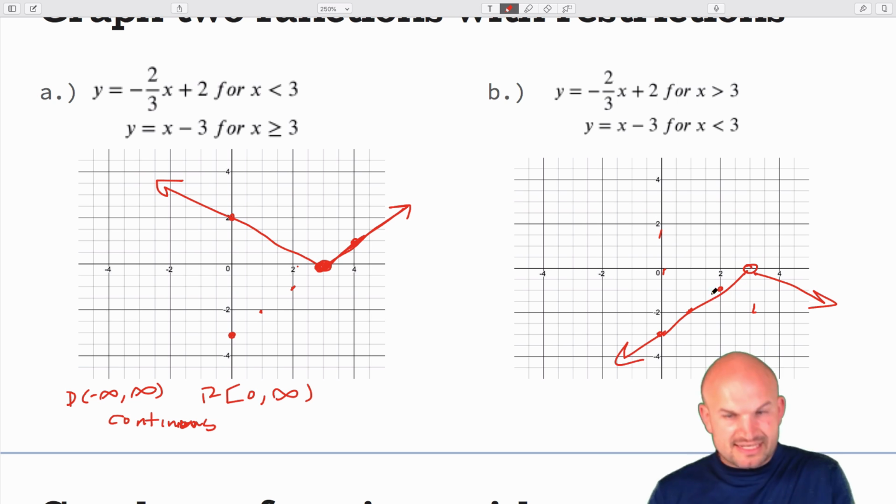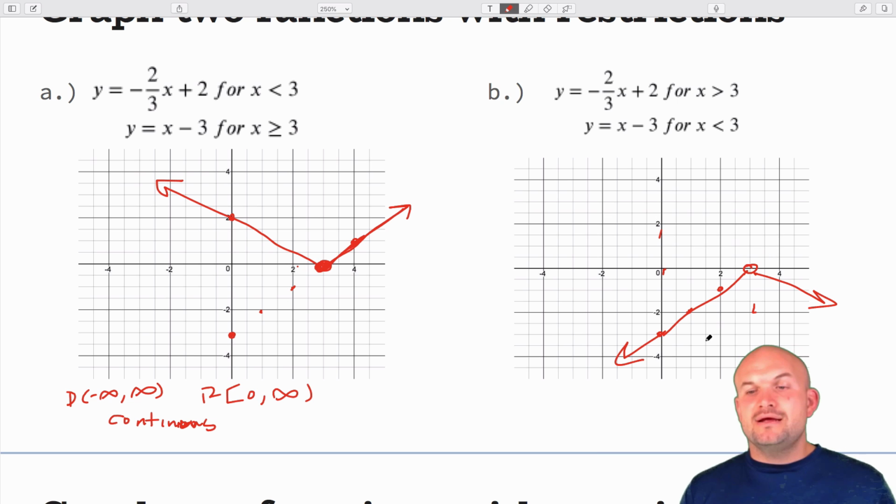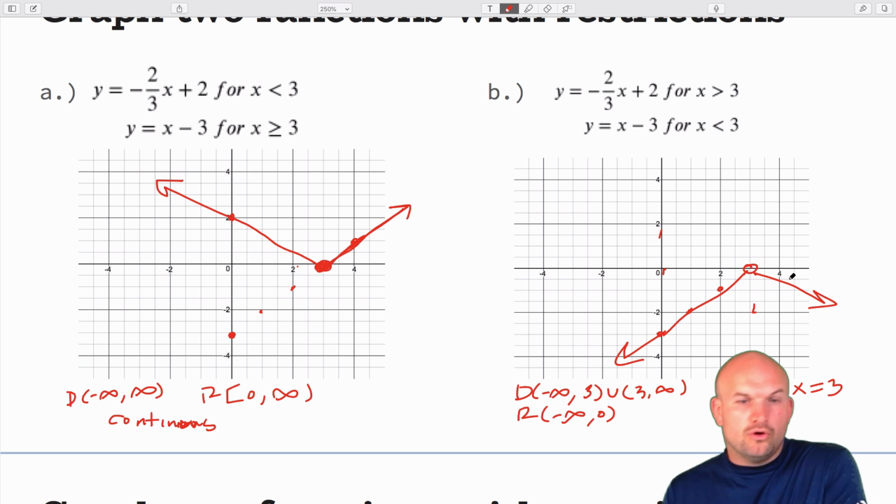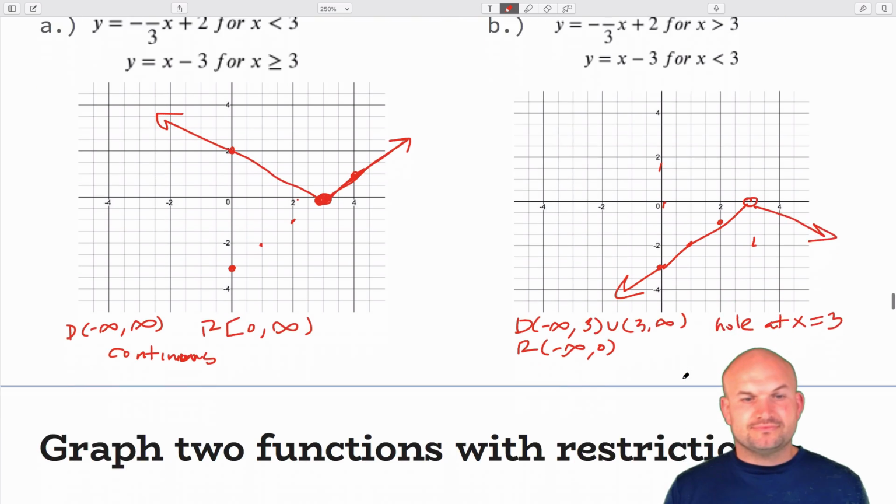Okay, so you can see they still connect at the exact same point here. The difference is, though, since this is not greater than or less than or equal to, you can see that's going to be an open circle. So my domain is not going to be all real numbers anymore. It's going to be -infinity to 3, union 3 to infinity. My range is going to be -infinity to 0, not including 0. And you can see that I'm going to have a hole at x equals 3, because the hole breaks apart that function.